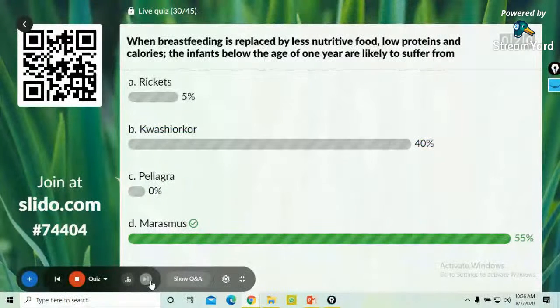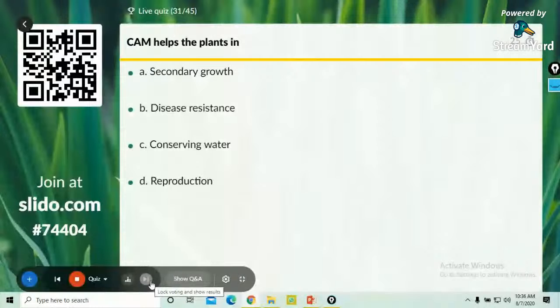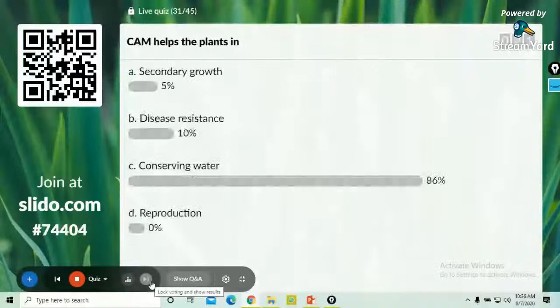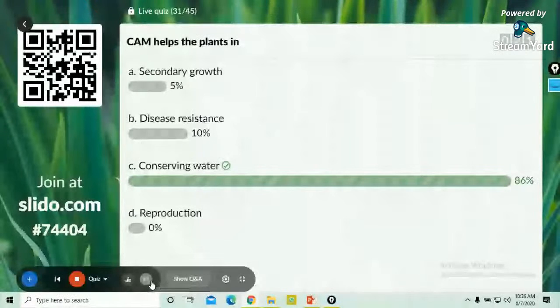31st question. CAM pathway helps in secondary growth, disease resistance, conserving water, and reproduction. 5 seconds remaining for the question. Yes, let me see how many of you give the correct answer. 86% of the students have voted for the correct answer for the question. 32nd question on the screen.